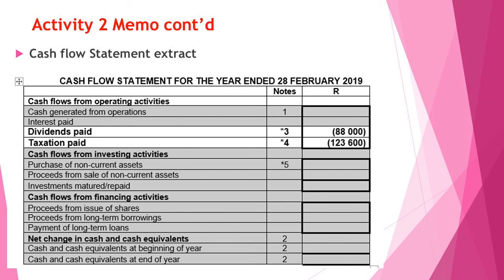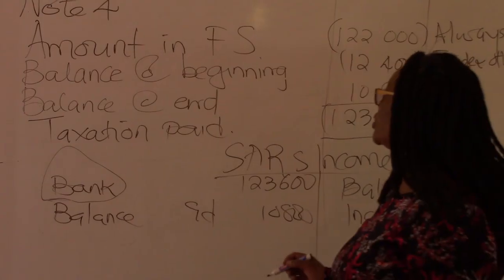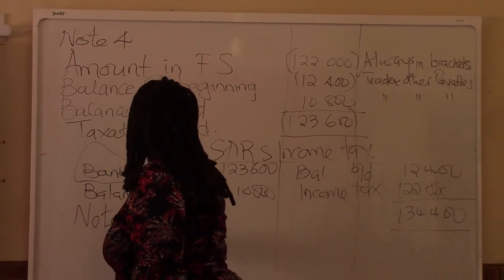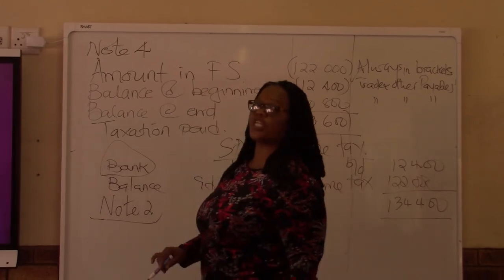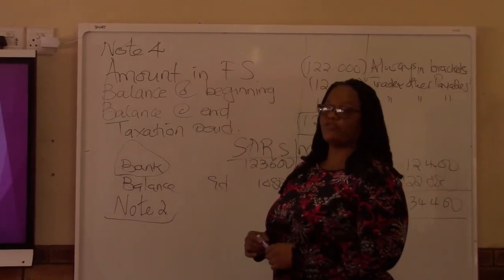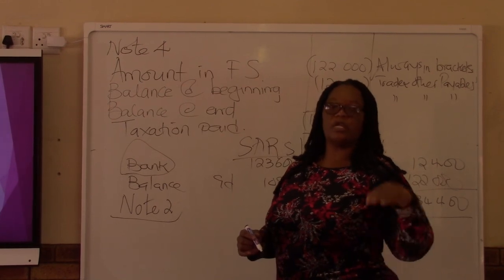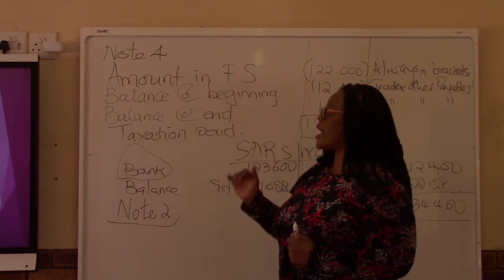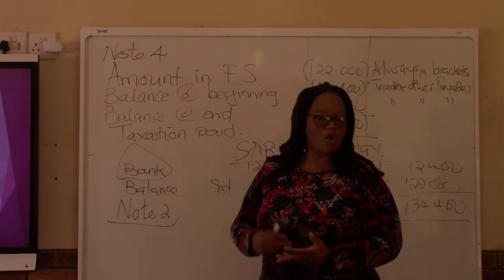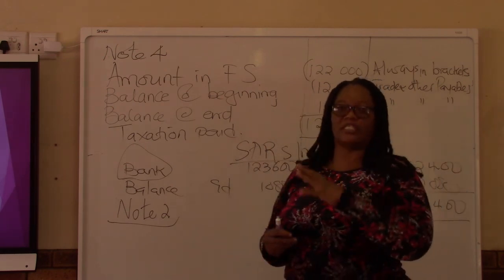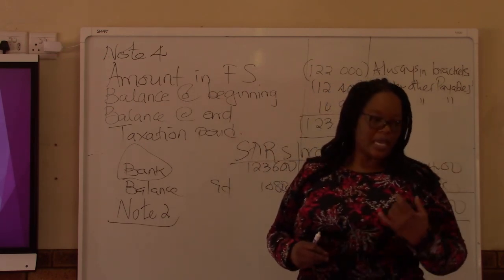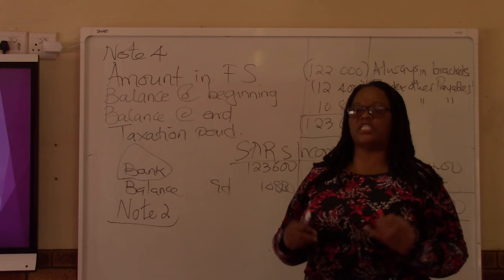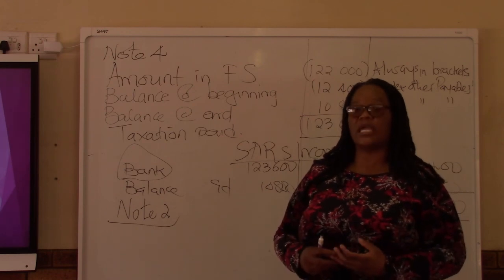In our next lesson, we are going to look at note number 2 and the whole of the cash flow statement. What is remaining on the cash flow statement? So what I want you to do in preparation for our next lesson, please try to learn the format of the cash flow statement. Know the different components of the cash flow statement: cash flows from operating activities, cash flows from investing activities, and cash flows from financing activities.